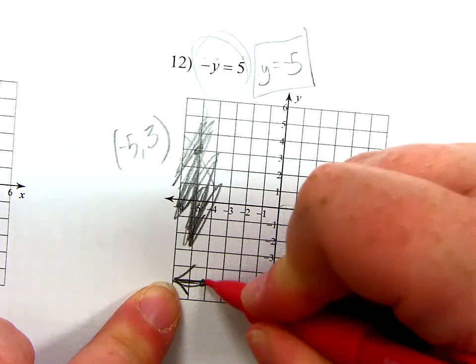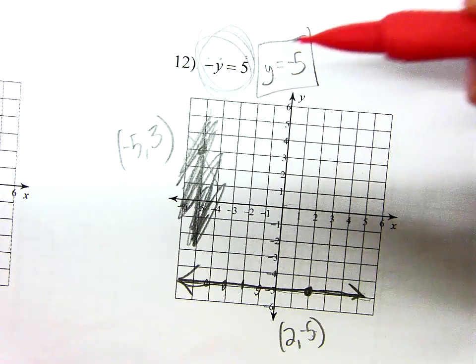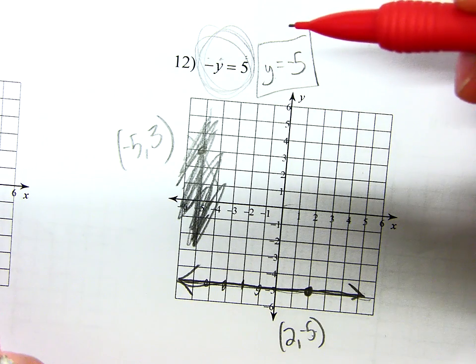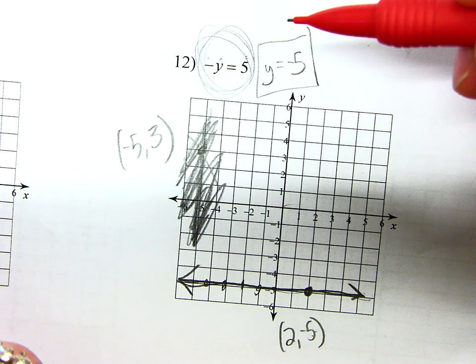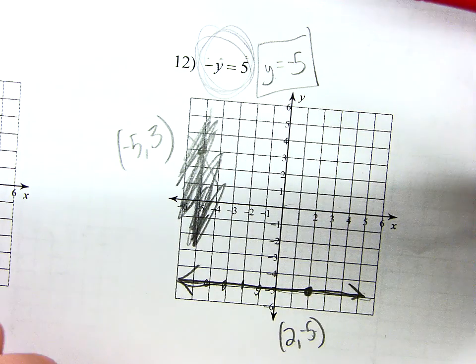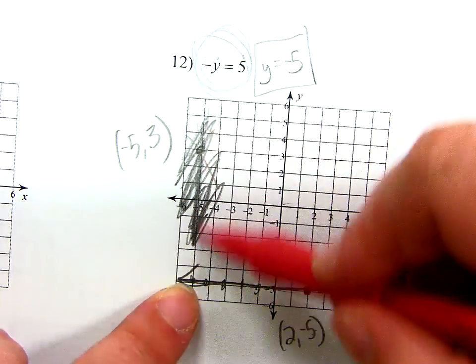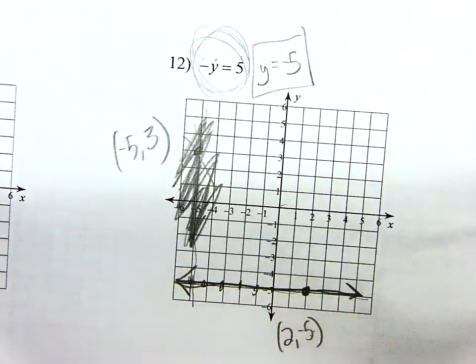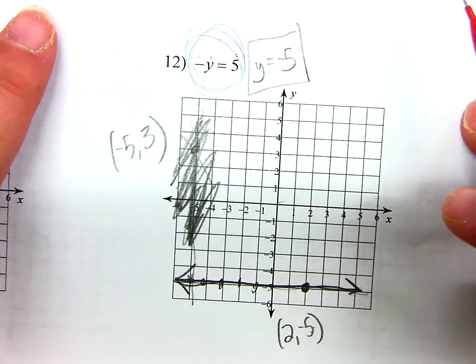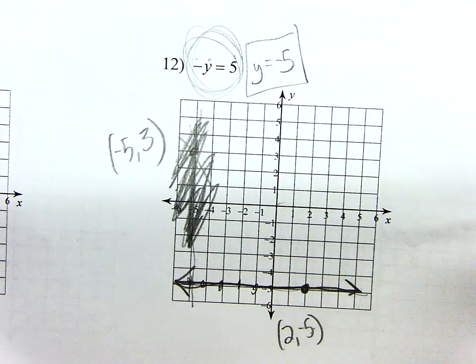No matter what point you pick on this, if you plug it into this original, you will come out with a true statement. But if you have the wrong line, that's not going to happen unless you happen to pick the point right here. Any of your other points aren't going to work. So if you just take a second to check a point, especially if you are someone that's getting these wrong, it can help.